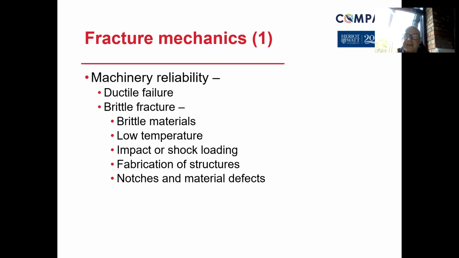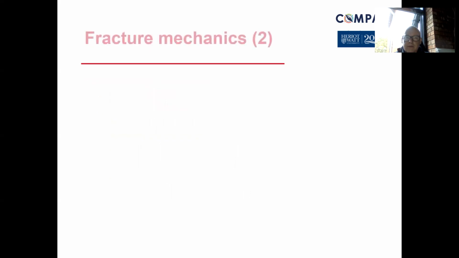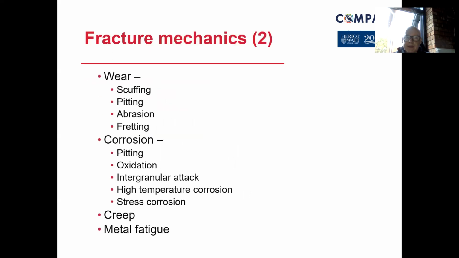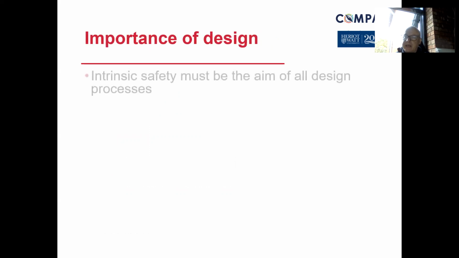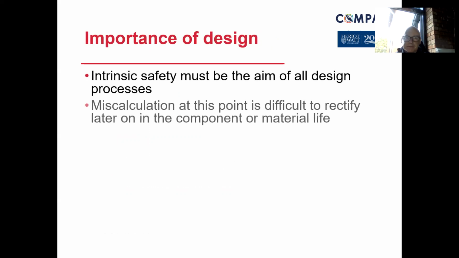And when we visually inspect and we see these failings, then we need to do something about it. Those are the signs and symptoms that you see: scuffing, pitting, abrasion, fretting, oxidation, intergranular attack, and so on. So we look for them to make sure that it is adequate and remains fit for purpose.